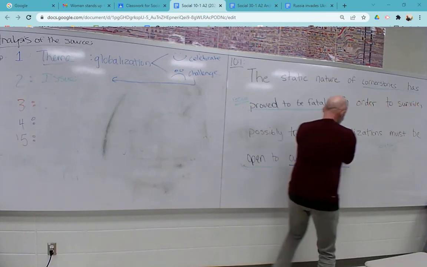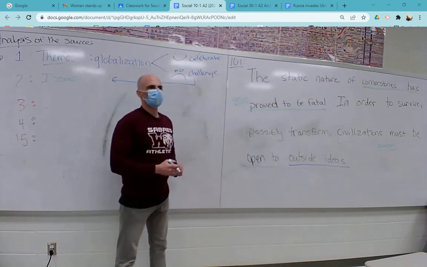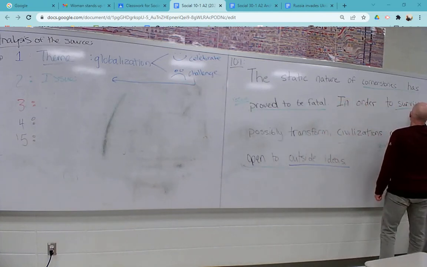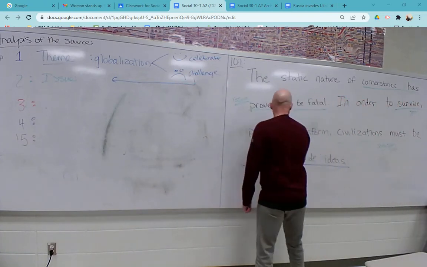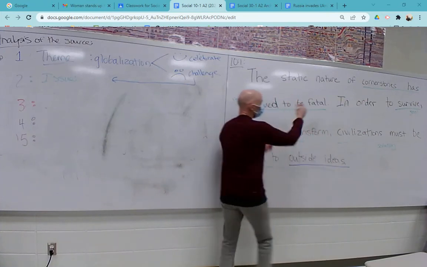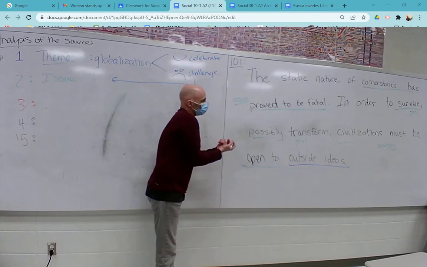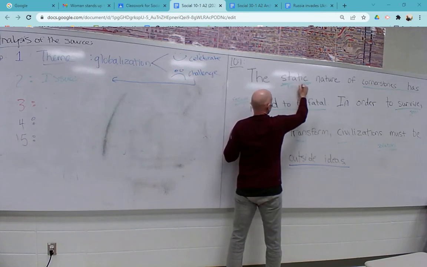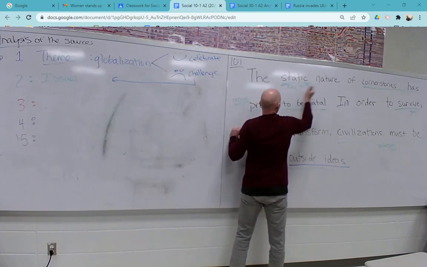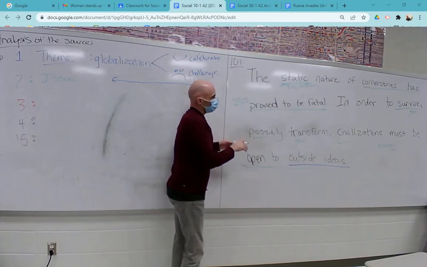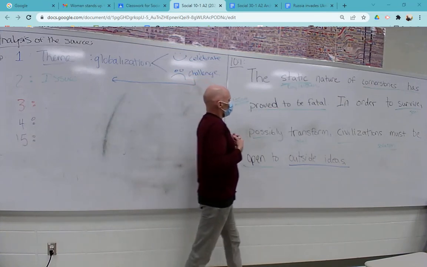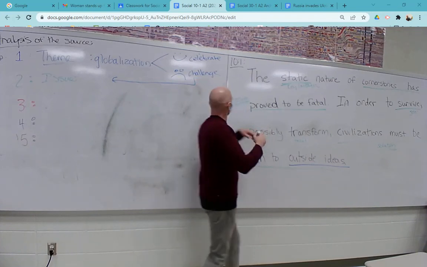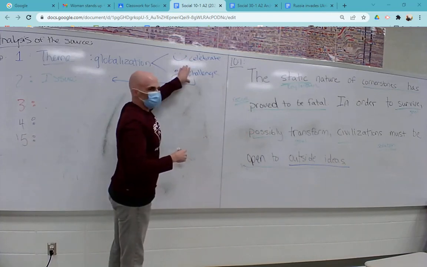But what's the ultimate goal? That if we do this, then what are we going to be able to do? Survive and transform. Yeah, survive and transform. This is the goal. So let's look at this again then. If the issue is cornerstones have proven to be fatal, what kind of cornerstones? Static ones. That's key language here. Cornerstones have proven to be fatal. If we want to survive, that's our goal, then our path to surviving is open to outside ideas. Let's go back and rethink this. Are we celebrating or are we challenging globalization?